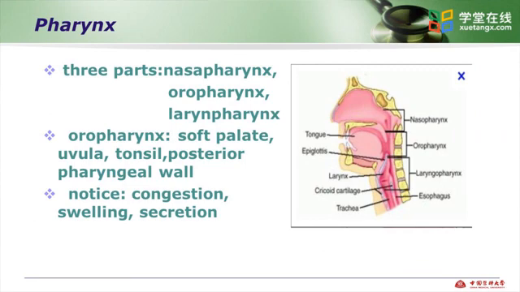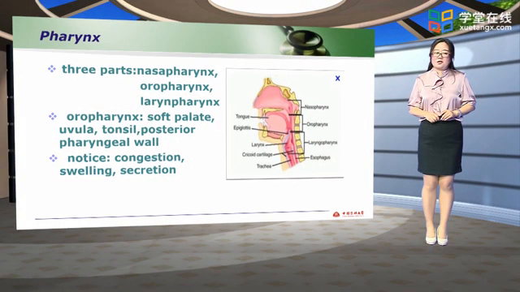Okay, the last part, let's talk about the pharynx. The pharynx consists of 3 parts: nasopharynx, oropharynx, and laryngopharynx. The oropharynx also consists of 4 parts: the soft palate, uvula, tonsil, and posterior pharyngeal wall. Tonsil is the key part here.